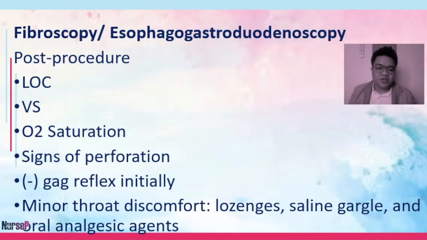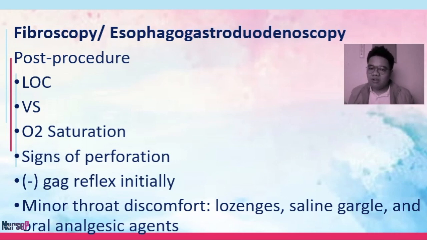Then, after the procedure, you need to watch out for the level of consciousness of the patient. You need to monitor vital signs. If there is a sudden increase of the pulse and then a sudden decrease in the blood pressure, you might be exploring internal bleeding or hemorrhagic shock for your patient. You also need to monitor the oxygen saturation of the patient because it is possible that the airway had been hyperactivated or hyper irritated during the procedure.